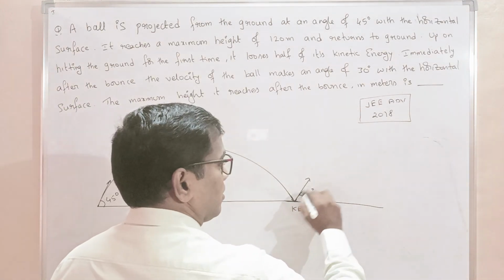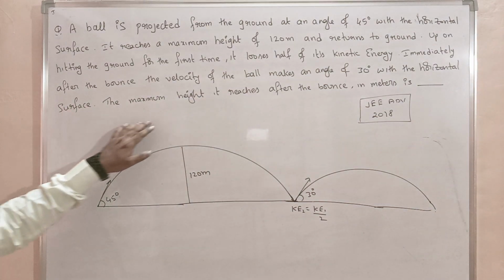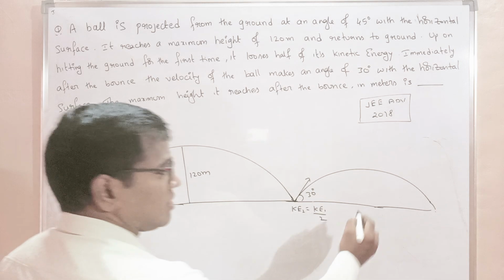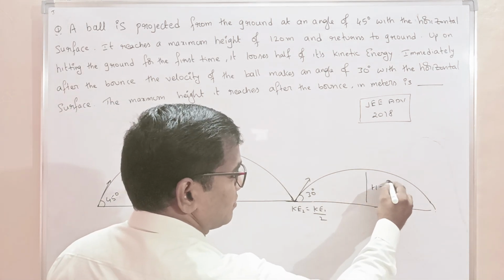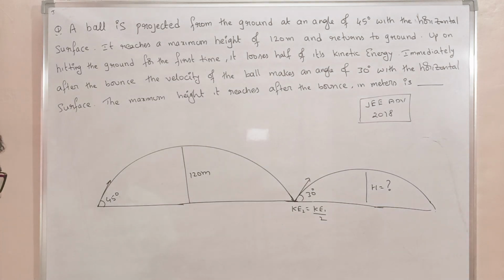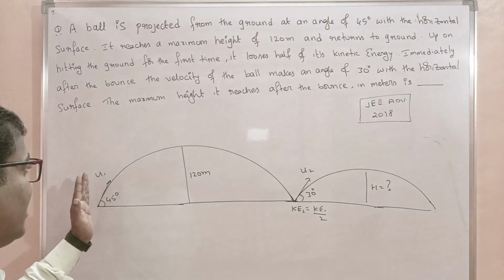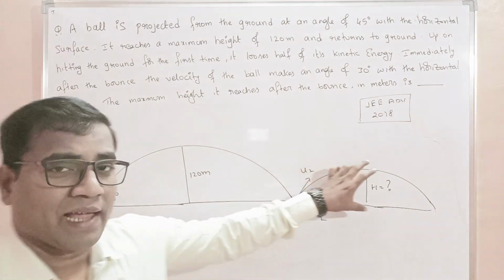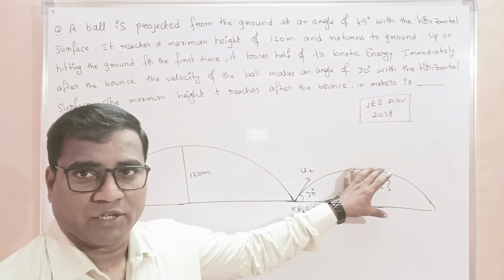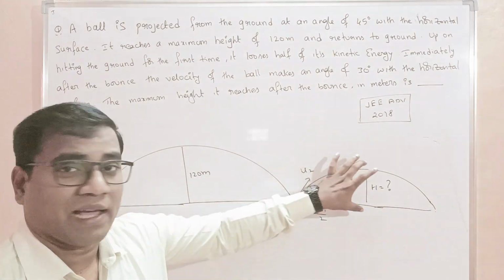So here, what he is asking is the maximum height reached after the bounce. So in this case, what will be the maximum height? Let the body be projected with the velocity u1, and in the second case, I will write it as u2. First I will try to find out the relation between u1 and u2, and after that I will calculate the maximum height.